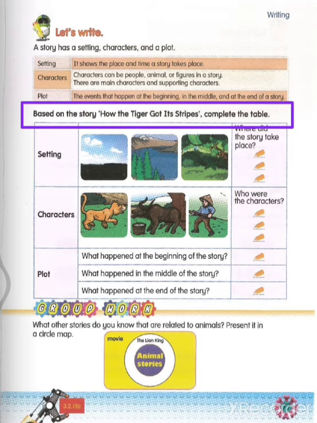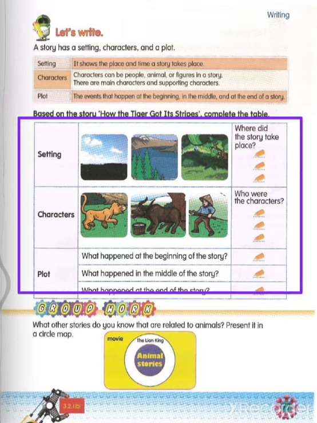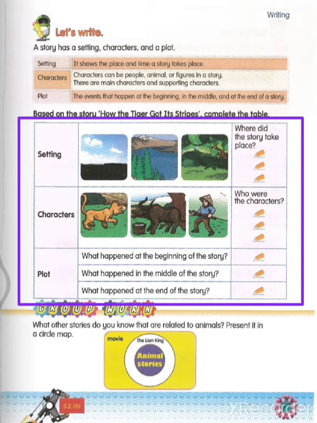Now, based on the story, how the tiger got its stripes, complete the table. You complete this table over here. This is called a table. And then you have to complete it using the How the Tiger Got Its Stripes story. You don't find it any other place. You find it from your textbook.